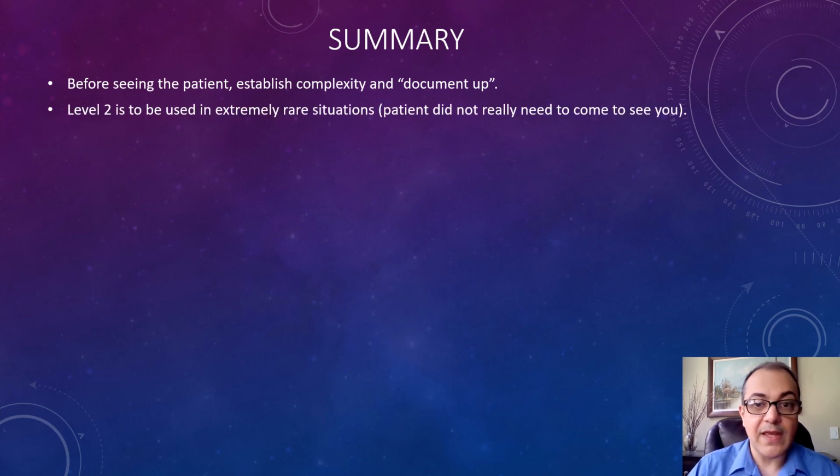The second point I want to make is that level 2 is to be used in extremely rare situations. The way that the guidelines talk about a level 2, whether new patient or return, is that the patient basically didn't really need to come to see you. It's information that the patient could have gotten from the internet, or just common sense or wisdom or something like that, that didn't really require the patient to come for a visit. Somebody who's worried about something on his skin that is not any nodule or mass or anything to worry about.